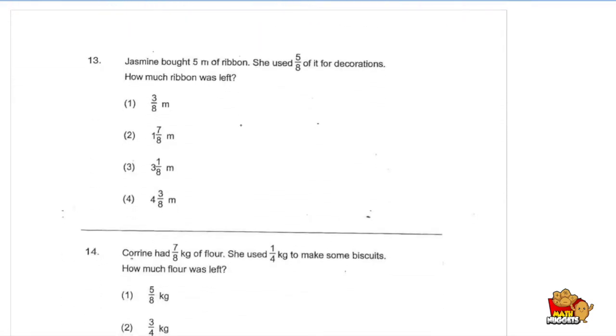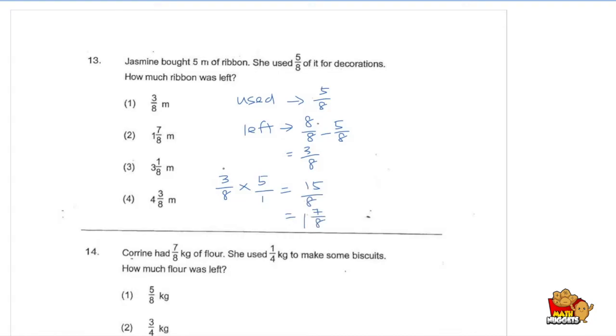Question 13. Jasmine bought 5 meters of ribbon and she used 5/8 of it. So if she used 5/8 of it, she's left with 8 out of 8 minus 5 out of 8, which is 3/8. So she was left with 3/8 times the ribbon that she bought, which is 5 meters. This is 15 out of 8, and I get 1 whole and 7 out of 8 meters, which is option 2.